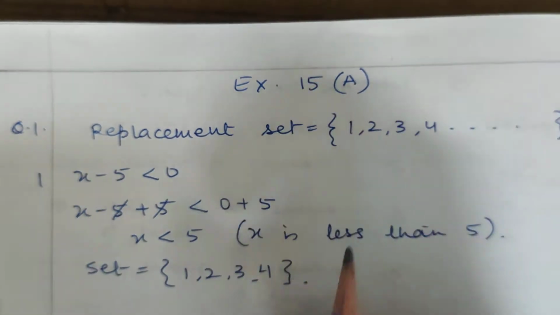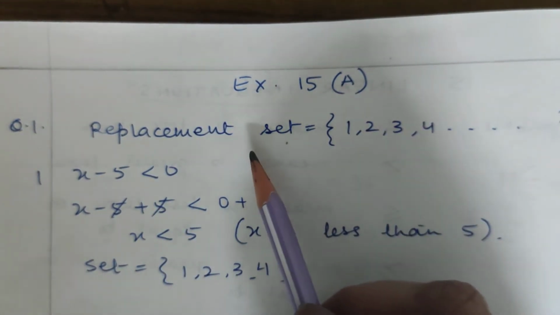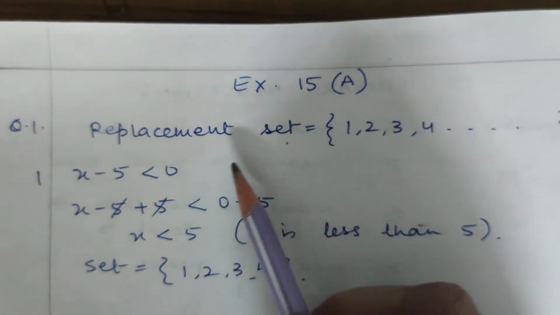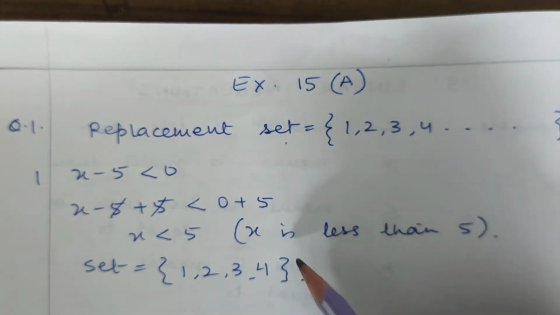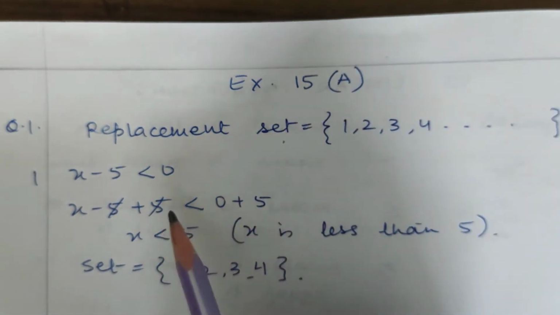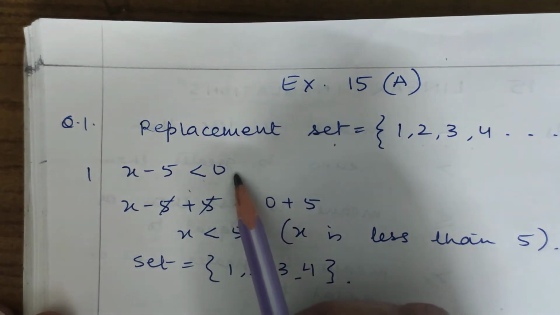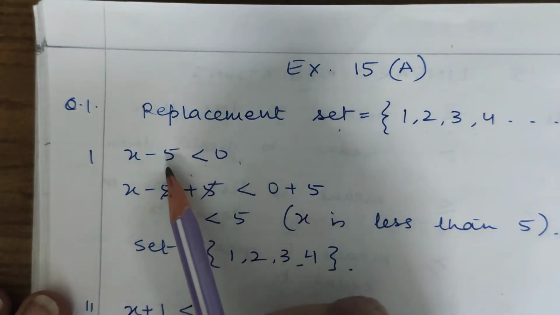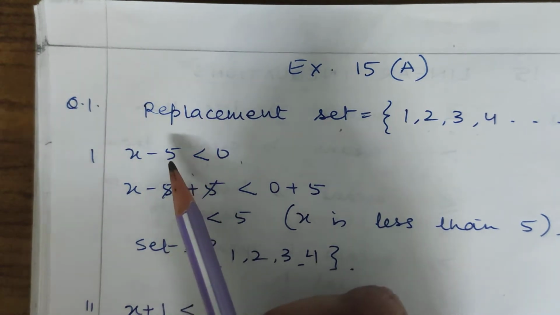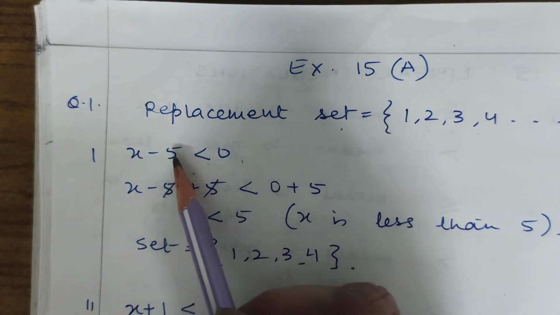This is exercise 15a. Here you are given a replacement set. Replacement set means that you are going to replace the value of x from these numbers, according to the value of x, whatever you get. Your sum is x minus 5 is less than 0. Now I am doing a longer method, you can do it directly also. What I am going to do is collect x towards one side and the numbers towards the other side. So from here I am going to remove -5.